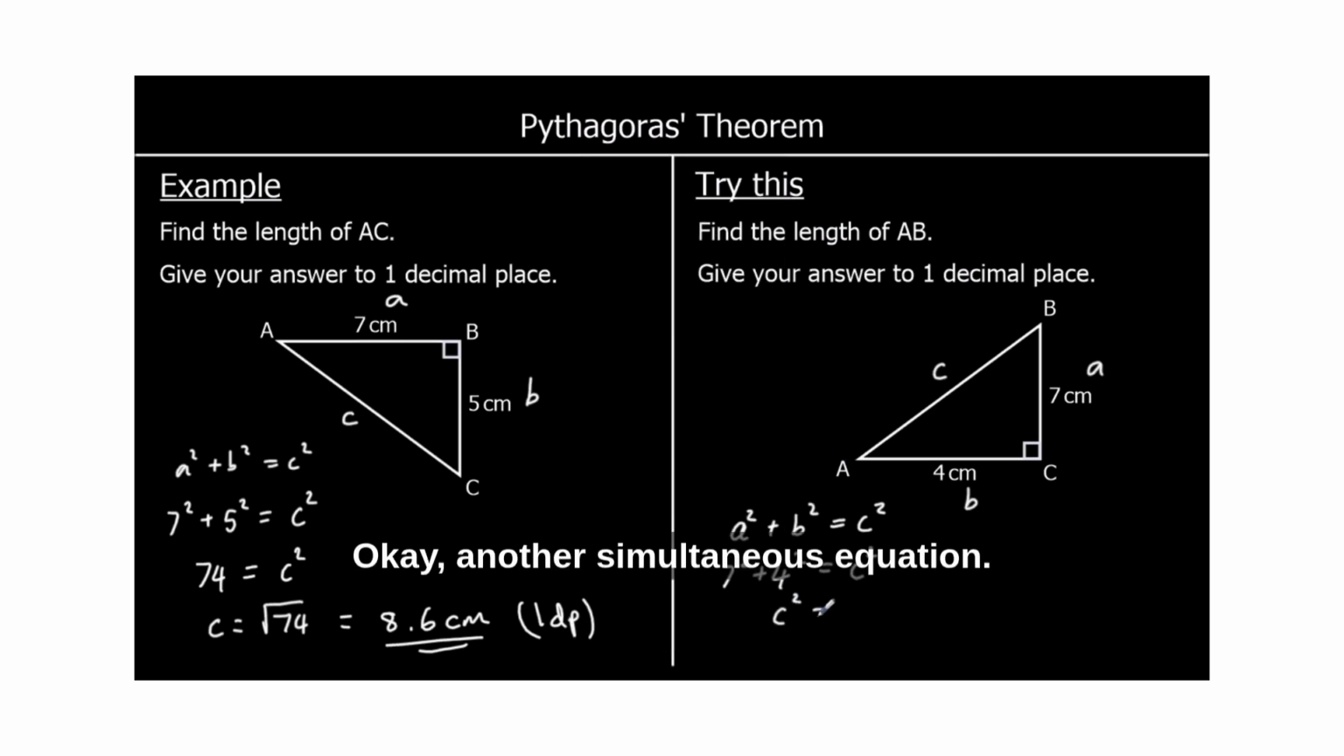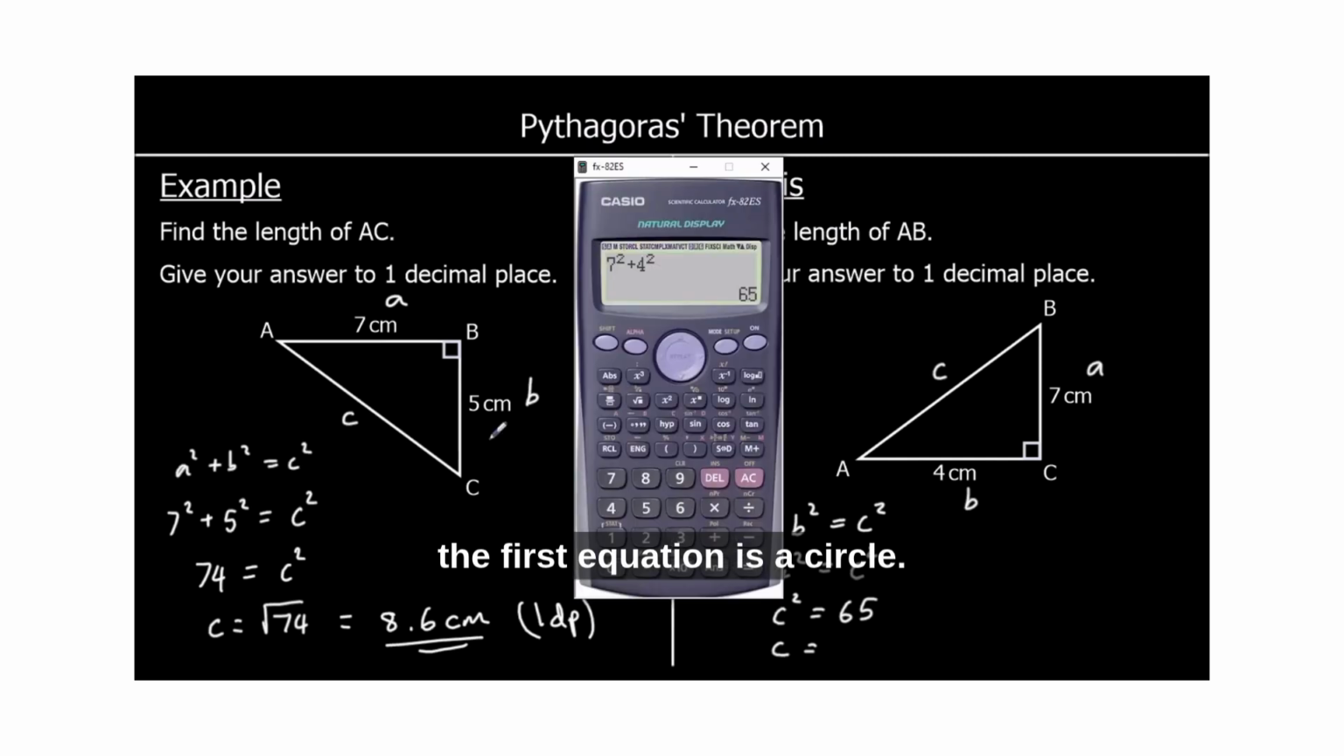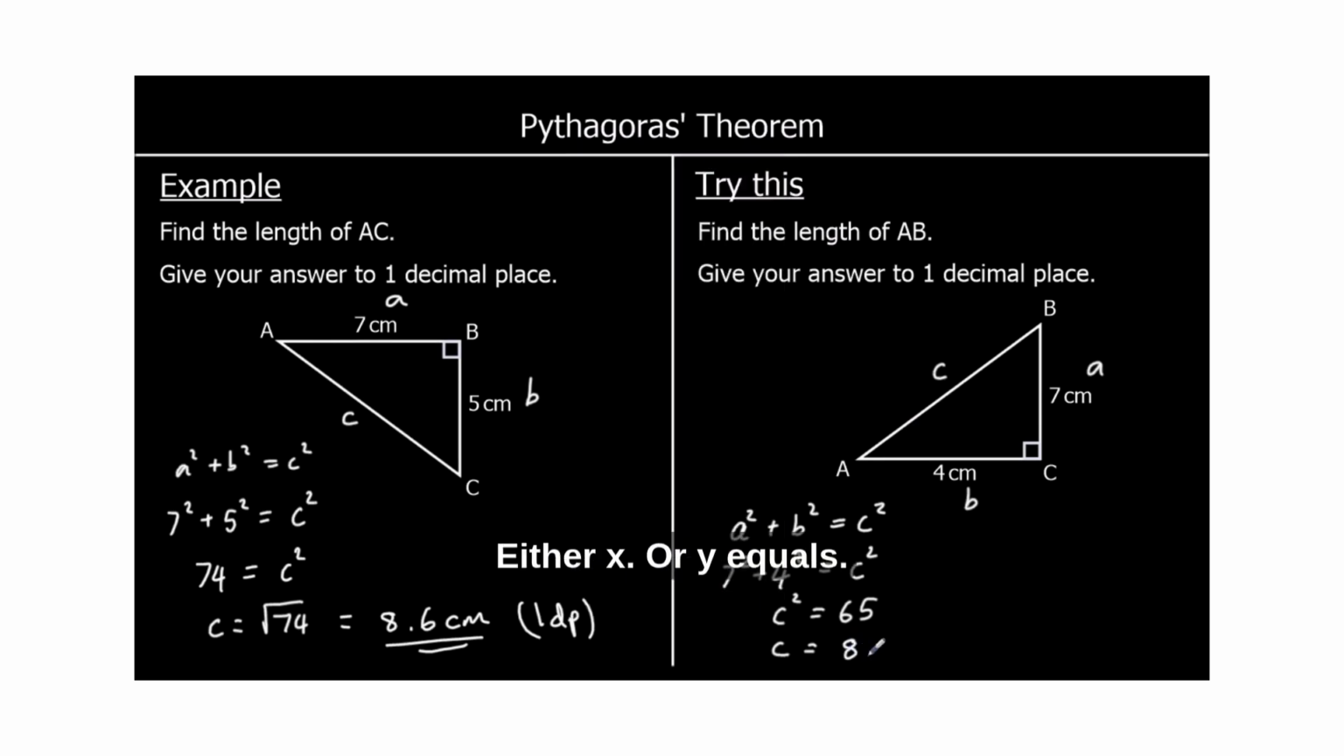So c squared is 65. To get c by itself, we're going to square root both sides. So the square root of 65 to 1 decimal place is 8.1 centimeters. So we've got 8.1 centimeters to 1 decimal place.